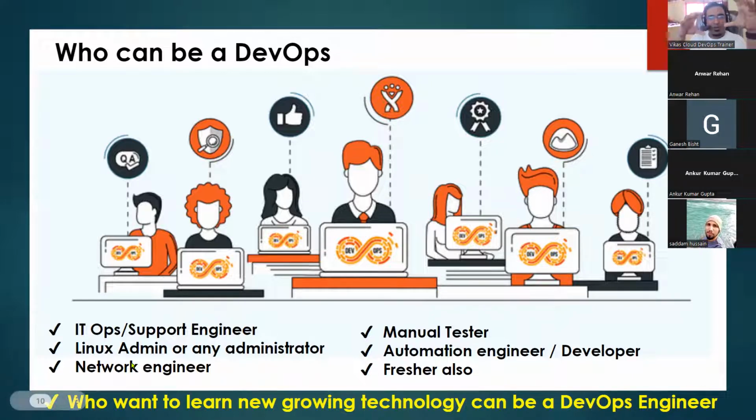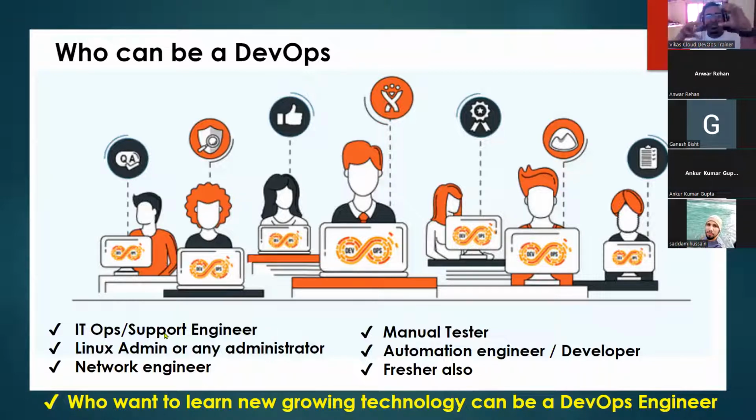Network engineer, you are already making the cloud. You are already making the infrastructure network, but you don't know how to put the application. That's why you are not a DevOps engineer. If you learn that, you will become a DevOps engineer. Freshers also can become a DevOps engineer. The person who is working in IT, if they learn about the tools and the cloud, can become a DevOps engineer. See, DevOps engineer will not be any branch in the college, right?